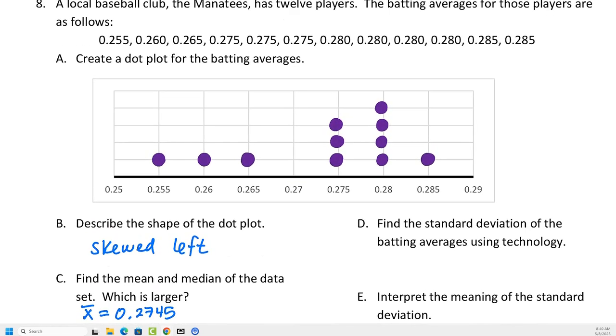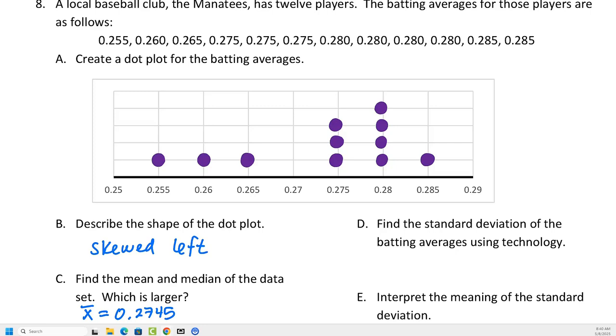Okay, so let's find the median. The data set is in order. How many pieces of data do we have? Right, this is 1, 2, 3, 4, 5, 6, 7, 8, 9, 10, 11, and 12. Do you guys see that?